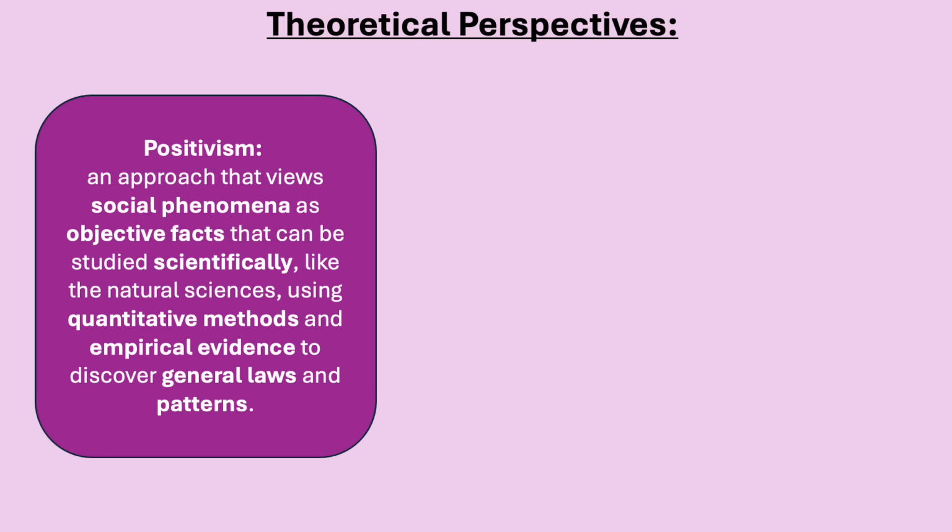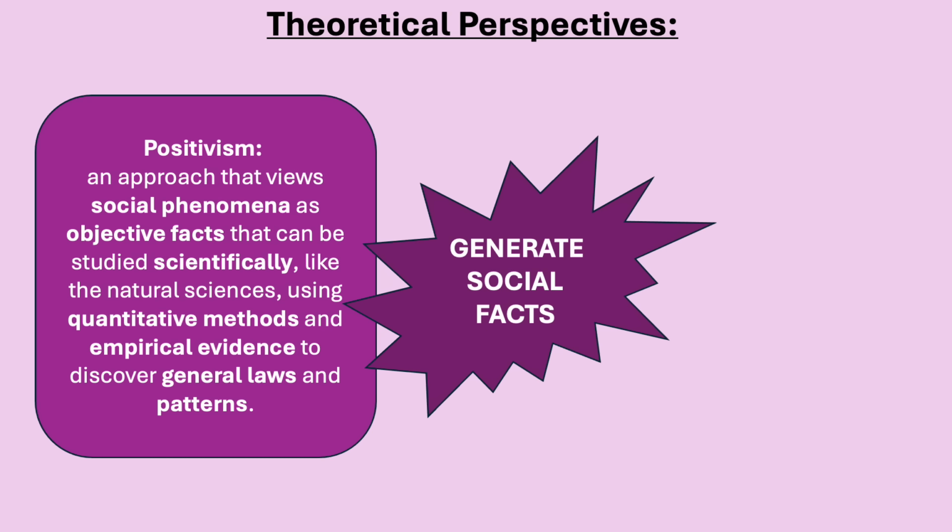So adding on to that, we have positivism, which is an approach that views social phenomenon as objective facts that can be studied scientifically like the natural sciences, using quantitative methods and empirical evidence to discover general laws and patterns. And a big thing about them is that positivists love to use research to generate social facts. So how the natural sciences produce facts, they're basically doing it the same way, but making it sociology.